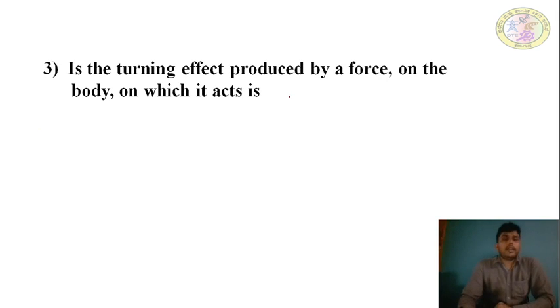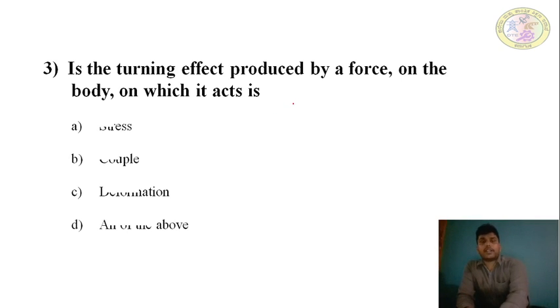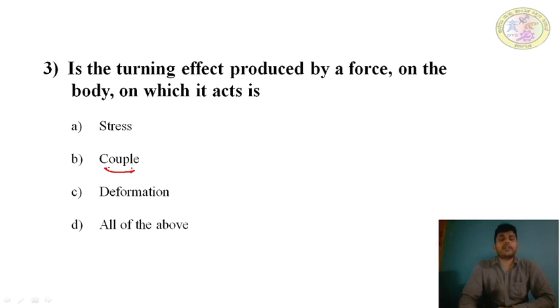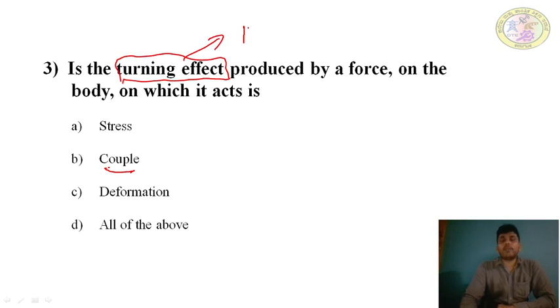Third question: the turning effect produced by a force on the body on which it acts is? The moment also produces a turning effect, and a rotational effect is produced by a turning effect. We can say the turning effect or rotational effect produced by it, nearly the answer is couple. Mainly, turning effect is produced by the moment, and if the point of rotation is fixed, then it will also have a rotational effect.